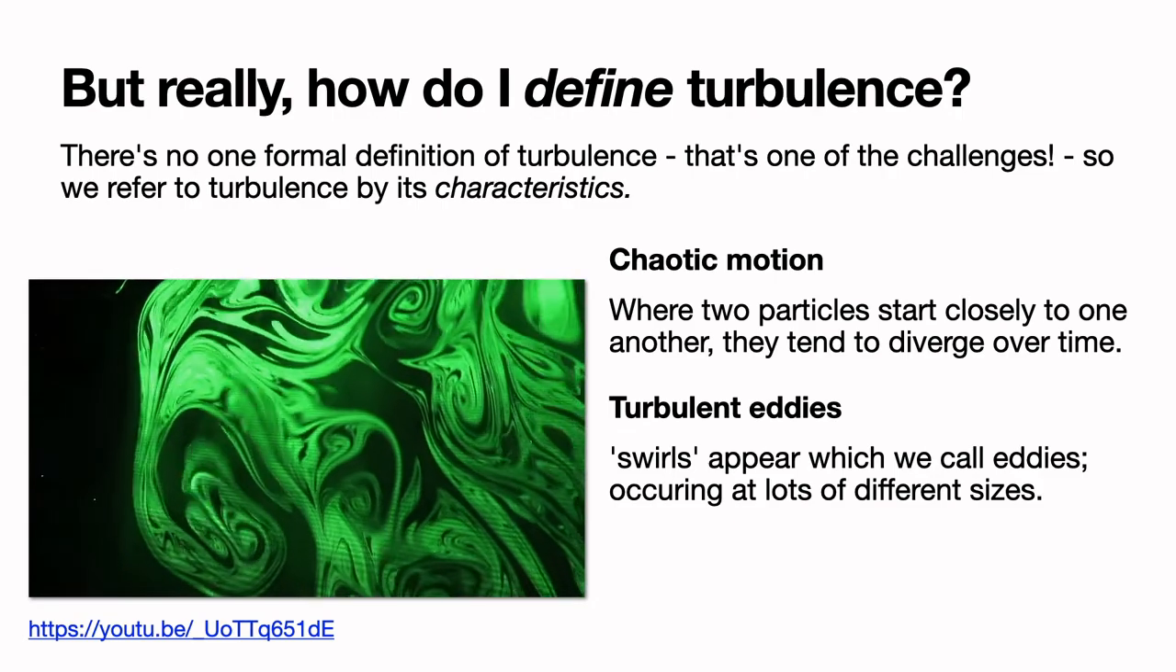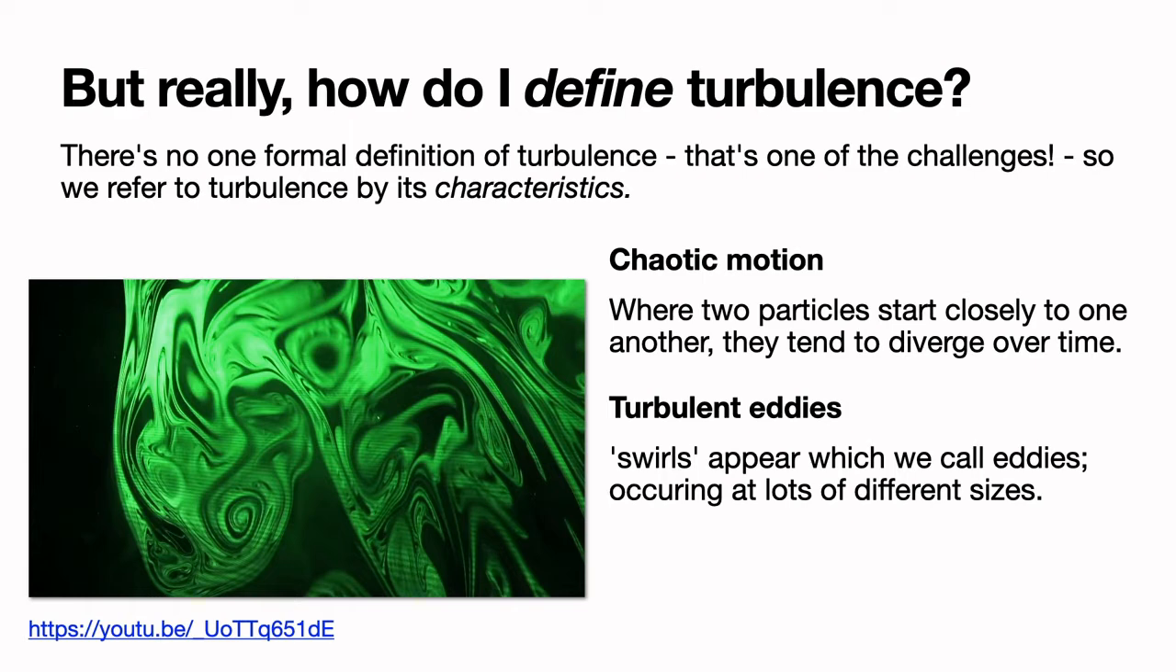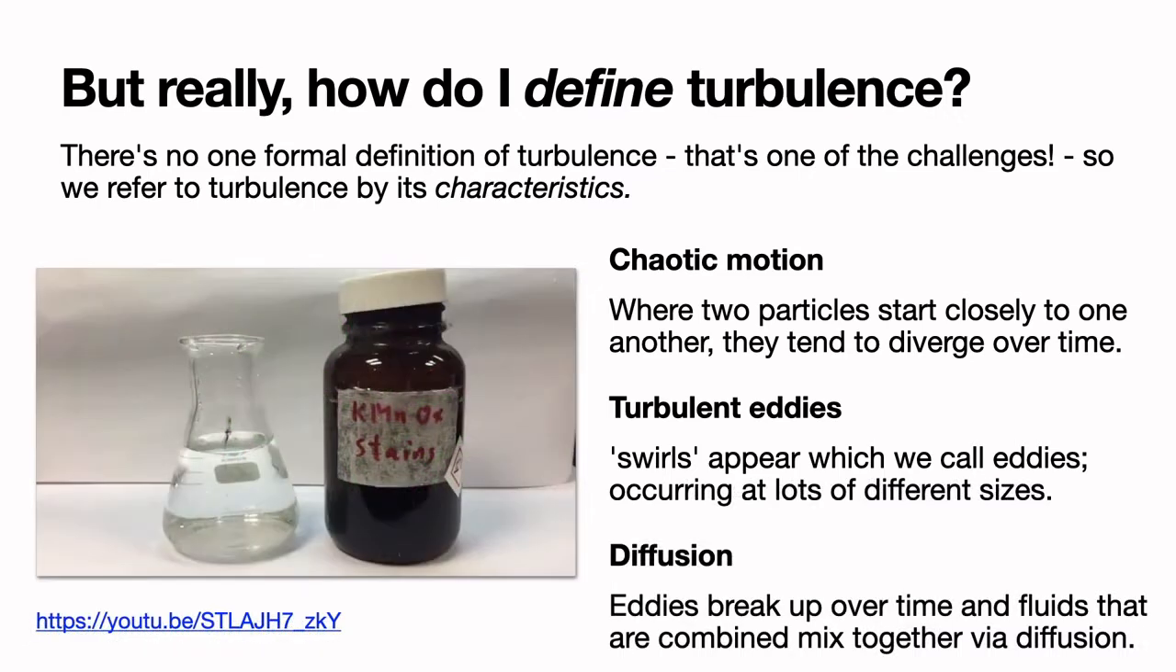And that is a really critical property of turbulence: the fact that you have lots of eddies of different sizes, but they behave in moderately the same way. So a final characteristic of a turbulent flow is diffusion. When we have all these eddies of different sizes, they break up over time via a diffusive process. Diffusion is the method through which, for example, if you mix two fluids, they eventually diffuse into one another so that you have one homogeneous or uniform mix.